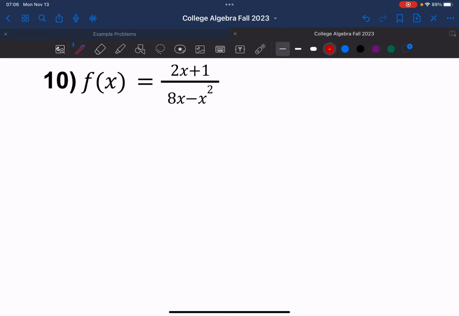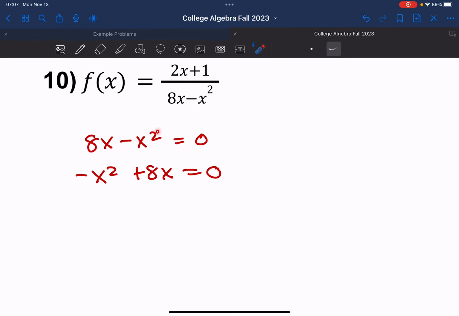Number 10, what are we setting equal to 0? 8x minus x squared. Good. 8x minus x squared equals 0. Is this in the correct format? No. Why is it not? Your a value is at the end. Good. Because that x squared is at the end, we know it's in the wrong order, because it always goes largest exponent to smallest exponent. So I can rewrite this as negative x squared plus 8x equals 0. I took this entire term and just moved it to the front.